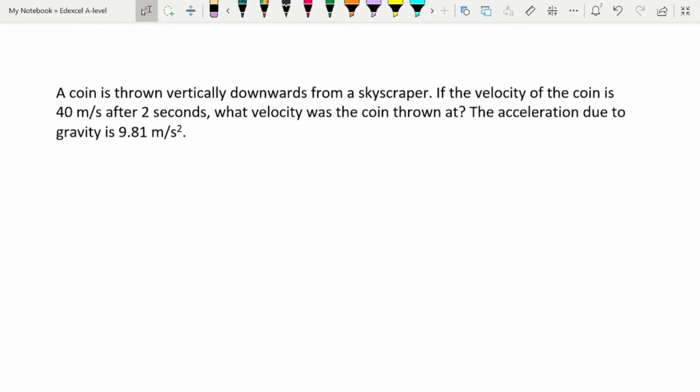So a coin is thrown vertically downwards from a skyscraper. If the velocity of the coin is 40 meters per second after 2 seconds, what velocity was it thrown at? The acceleration due to gravity is 9.81. So let's start our labeling. The velocity of the coin after 2 seconds, so that's its final velocity, that is its time, and that's its acceleration. What was it thrown at? We need u. So again, we've got v, a, t, and we're looking for u. Seems familiar. v is equal to u plus at.